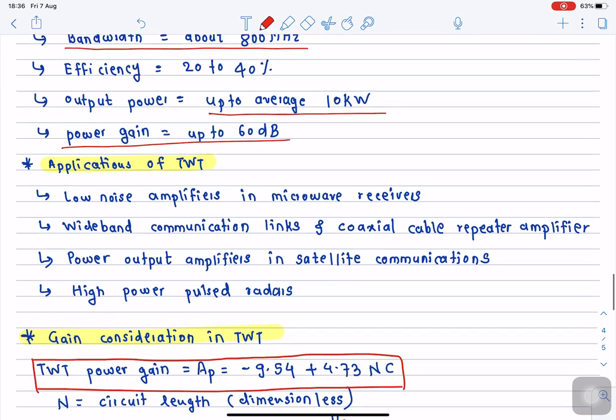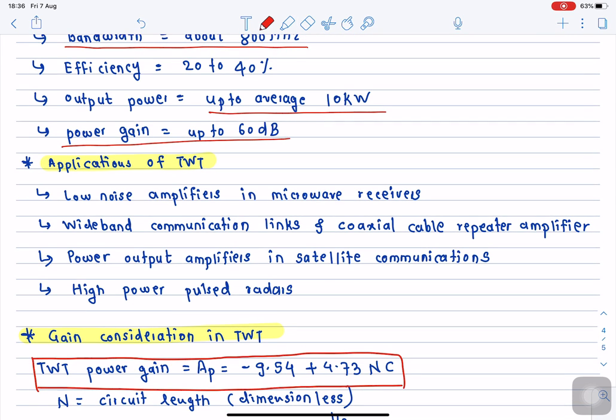And coming to the applications of a traveling wave tube, where typically are these traveling wave tube amplifiers utilized? These are utilized as a low noise amplifier in microwave receivers. They are used in wideband communication links and in coaxial cable repeater amplifiers. And one more typical usage of the traveling wave tube amplifier is that it is used as a power amplifier in satellite communication.